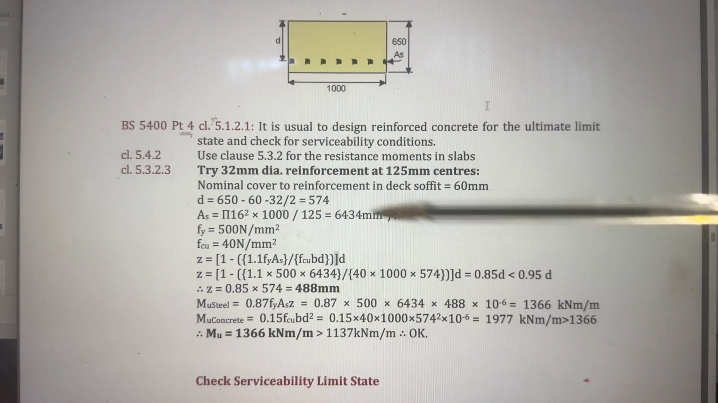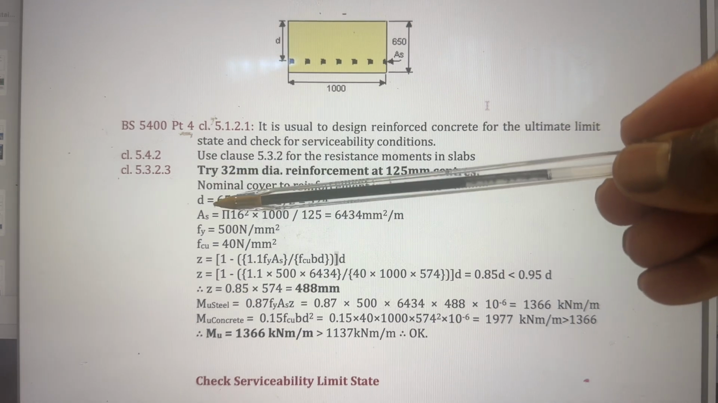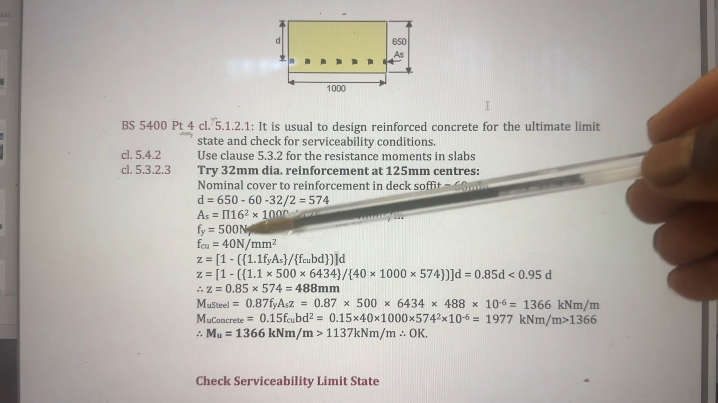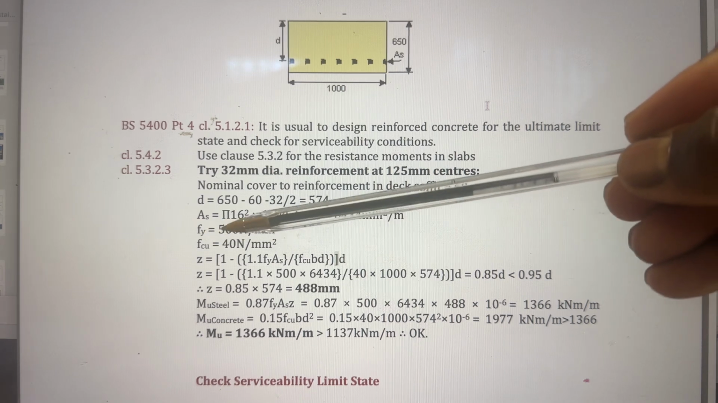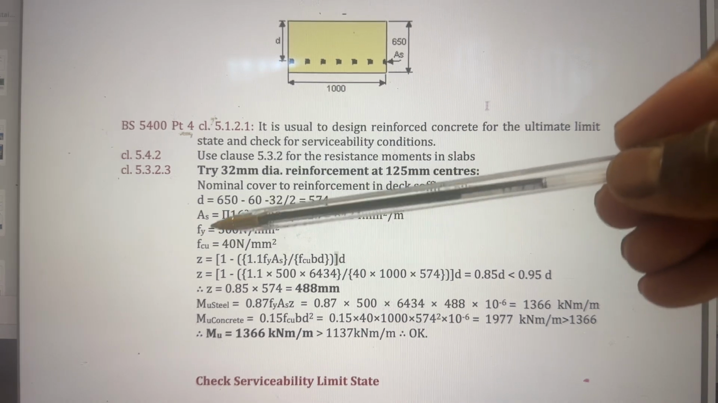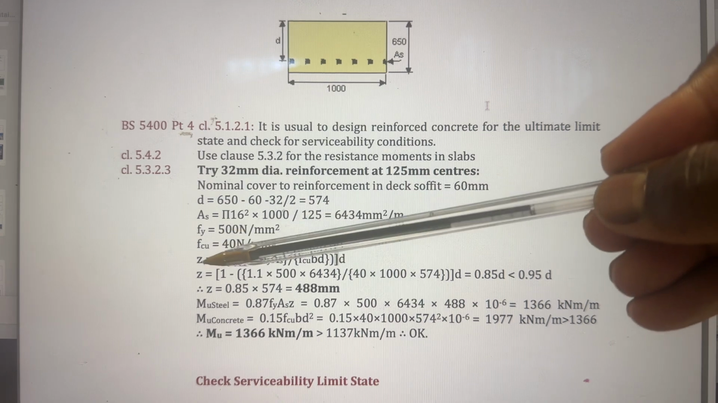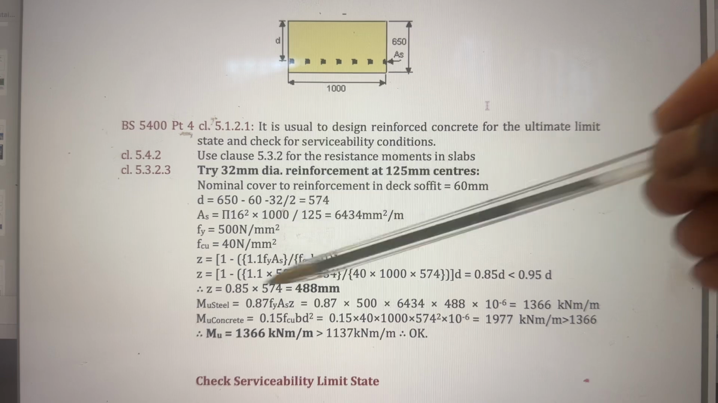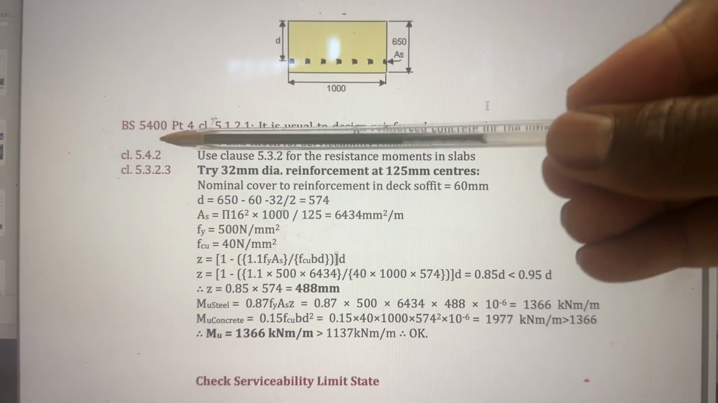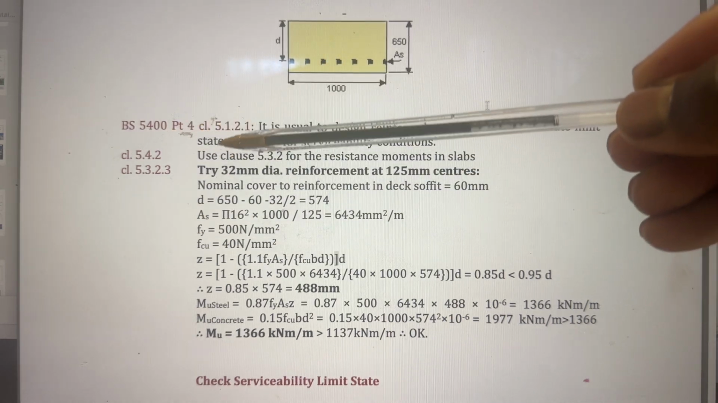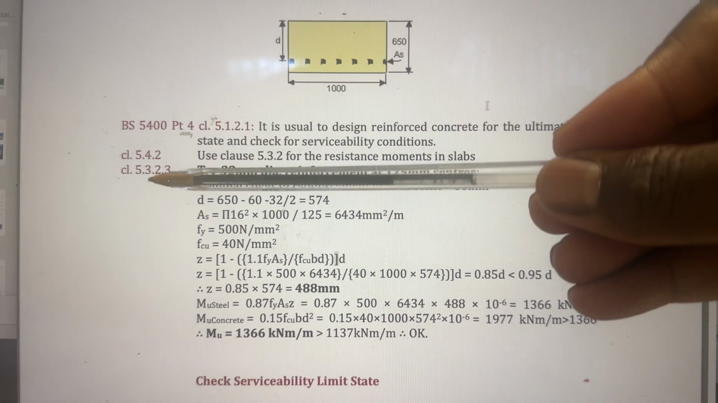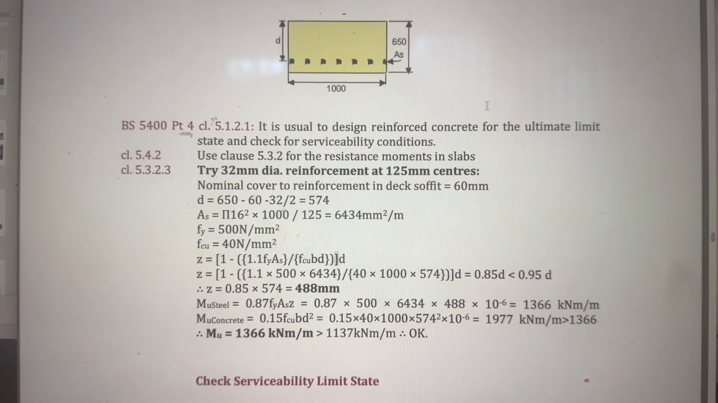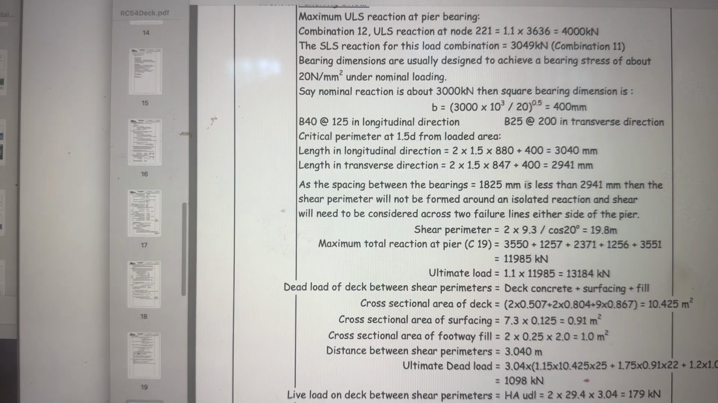Now, before we move on, you will see a lot of figures here: AS, area of steel; FY, the strength of steel; the strength of concrete; the lever arm Z. Where are these values coming from? So I'm going to take you to the British Standard. As you can see here, BS 5400 Part 4, clause 5.1.2.1 and clause 5.3.2.3. Let's go quickly to BS 5400 to see what is provided.